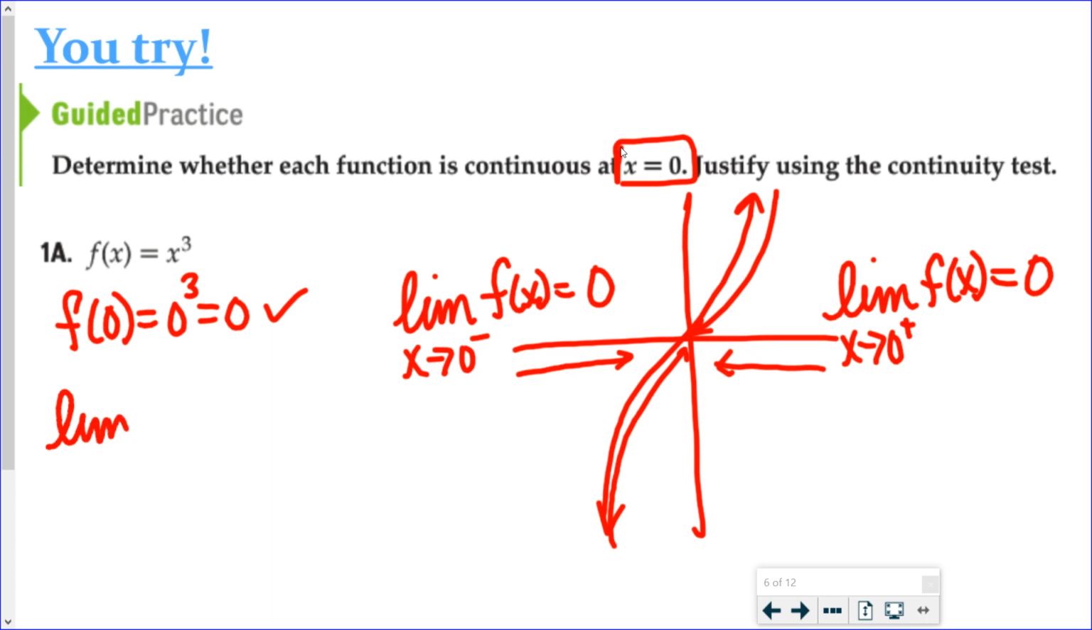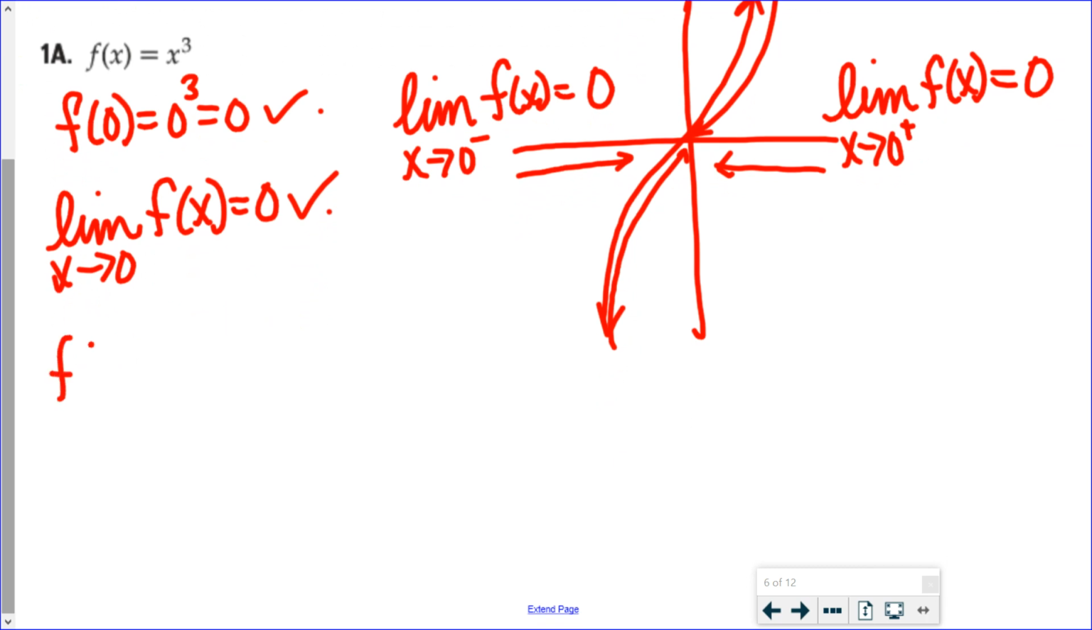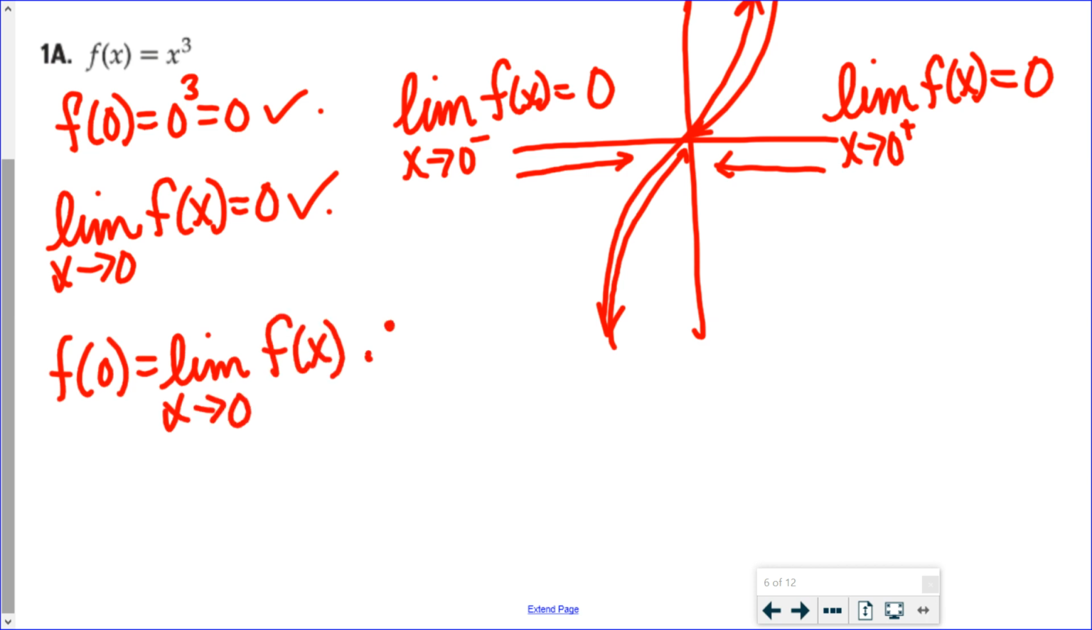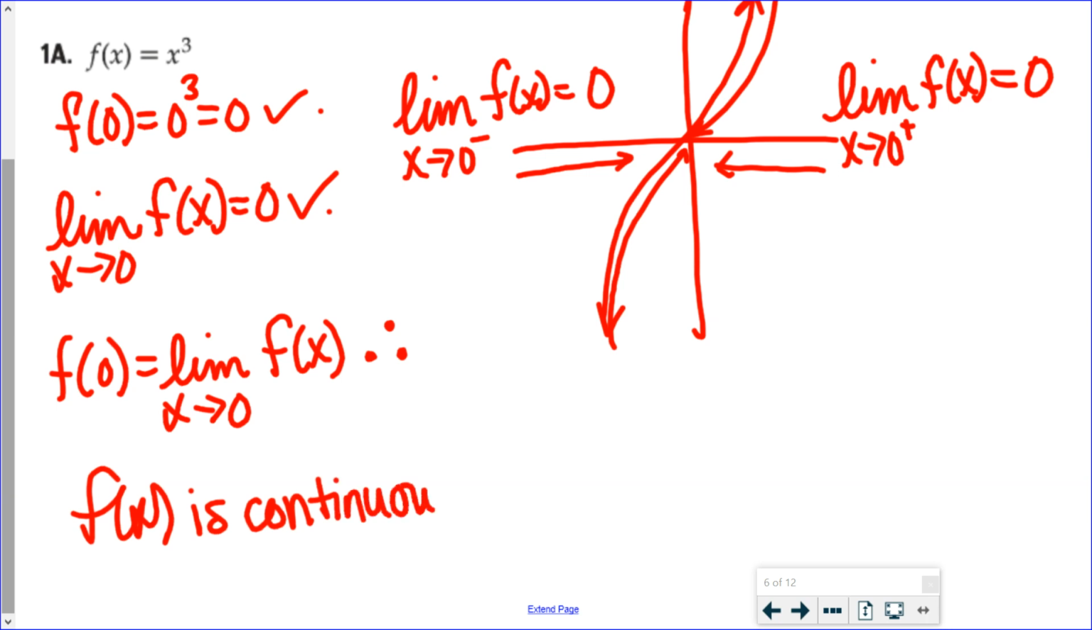So the limit as x approaches 0 of f of x is 0. Check, it exists and it's 0. All right, my third check to see if it's continuous or not, or does f of 0 equal limit as x approaches 0 of f of x? And it does, they're both equal to 0. So we can say f of 0 is equal to the limit as x approaches 0 of f of x. Therefore, f of x is continuous at x equals 0.